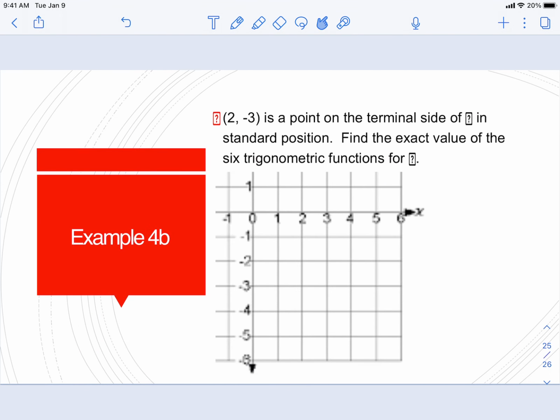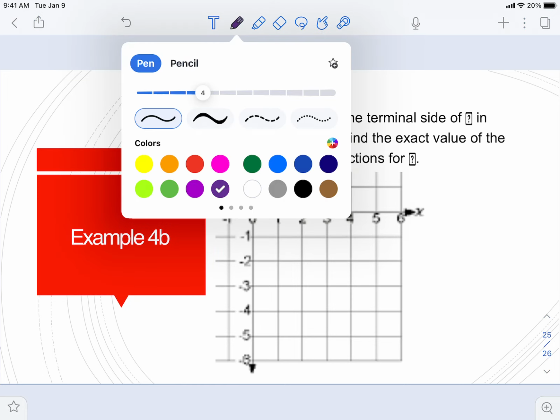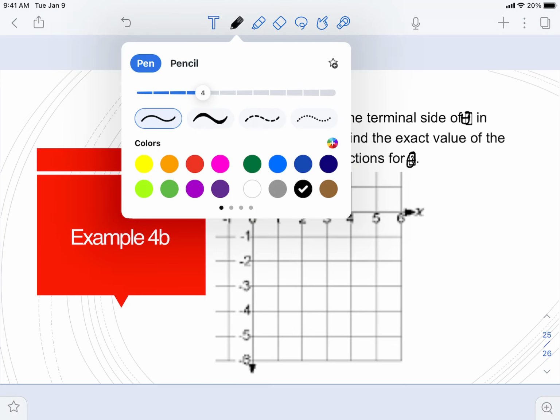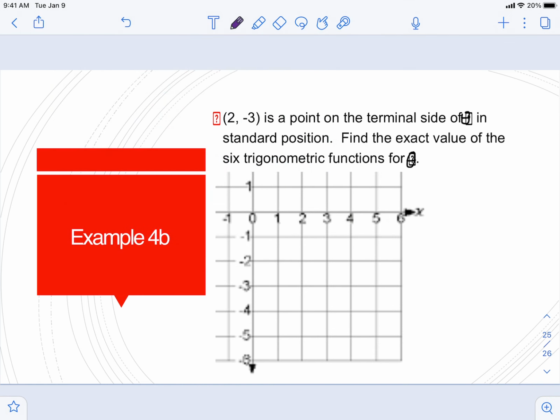All right, here's one more example. So if you want to try it on your own, unpause the video when you're ready. Again, terminal side of theta, and we want the 6 trig functions for theta. All right, so 2, negative 3 is right here. We'll connect that to the origin and then make this into a right triangle where this side is 2, the vertical side is negative 3.